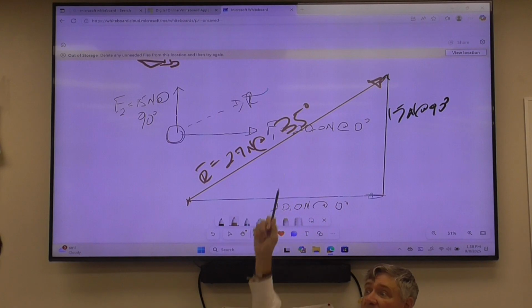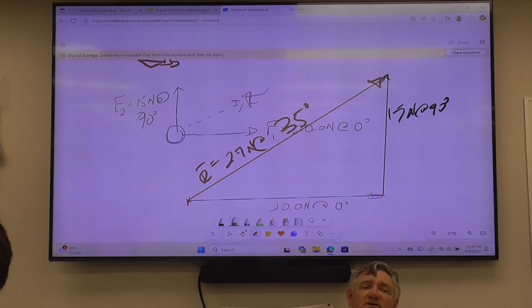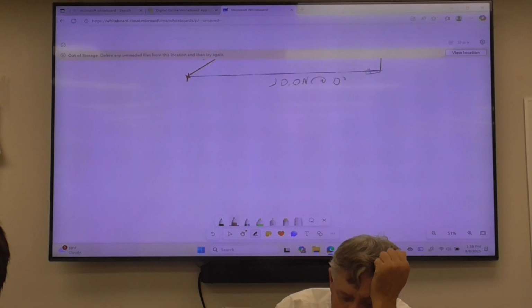Got the idea? So here's as complicated as it gets. Here's as complicated as it gets. So we'll go back with the soccer ball.